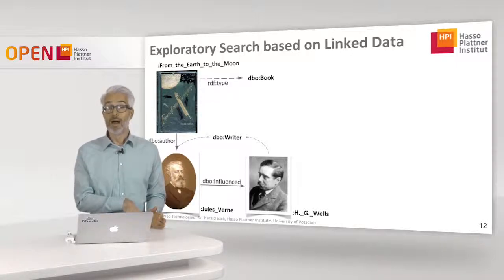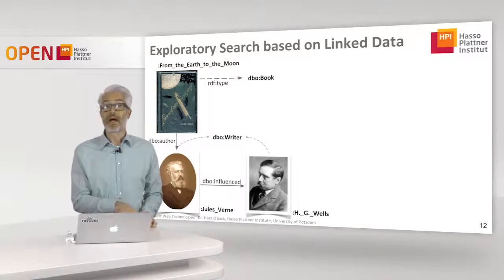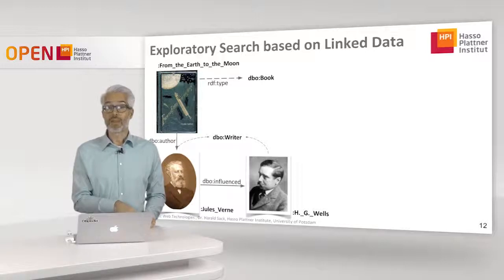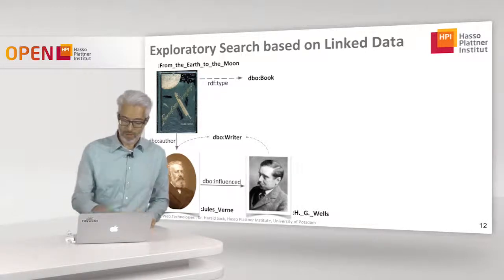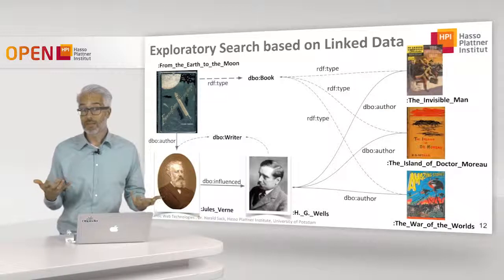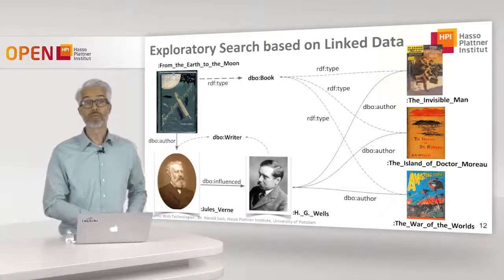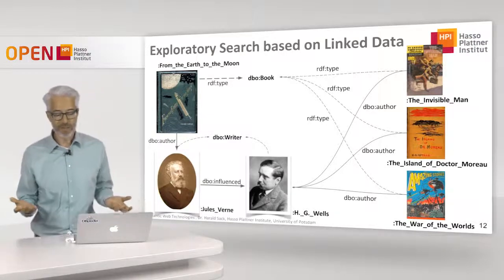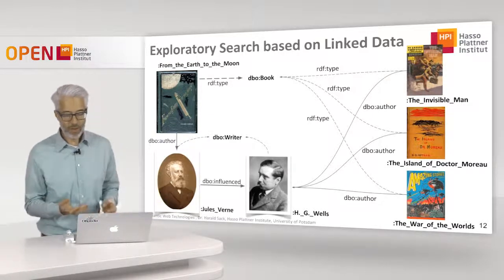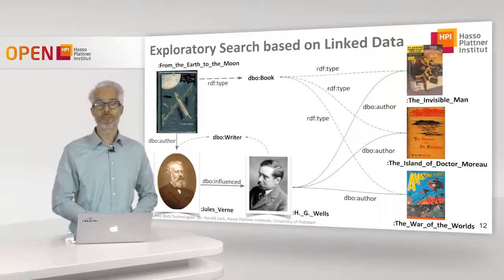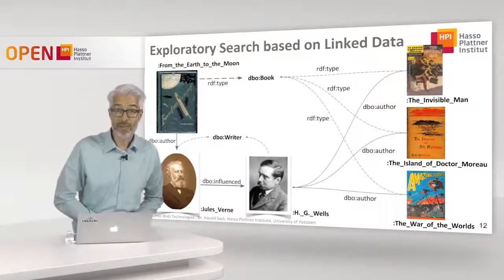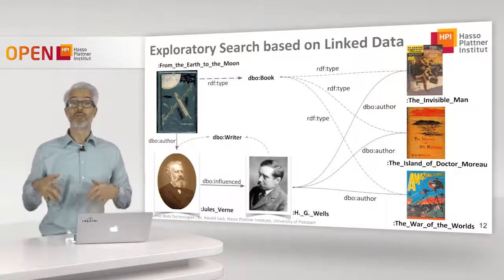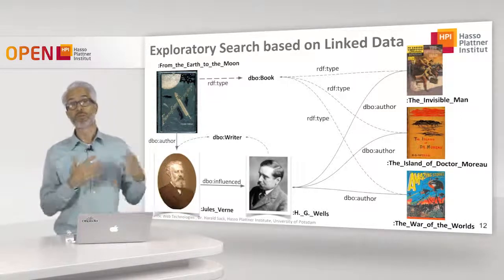And now I'm looking for things that have the same relation to this new author like my original book. So what I'm looking for now are books from H.G. Wells, who was influenced by Jules Verne. And now I find other books like The Invisible Man, The Island of Dr. Moreau, or The War of the Worlds. And of course, they might be interesting to me, and they are a little bit farther away than my original findings, which were the books of Jules Verne.